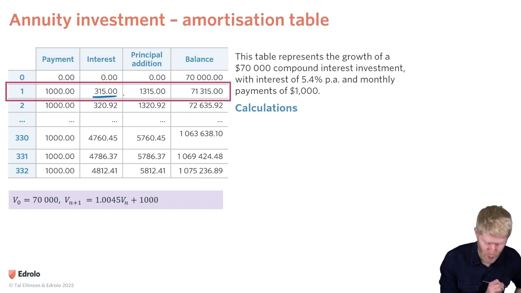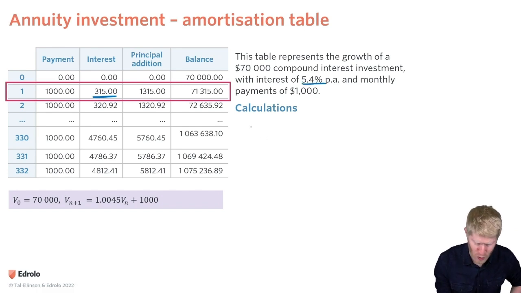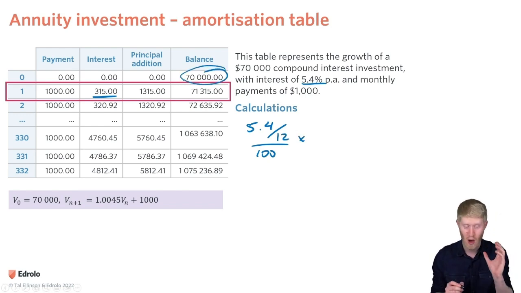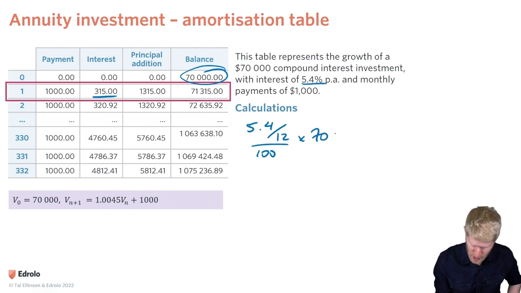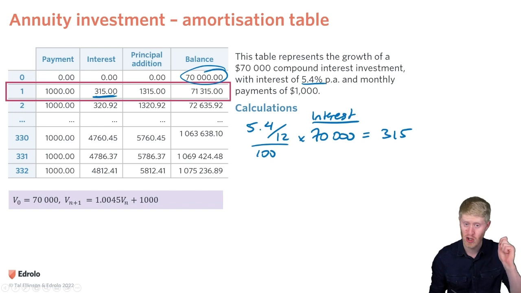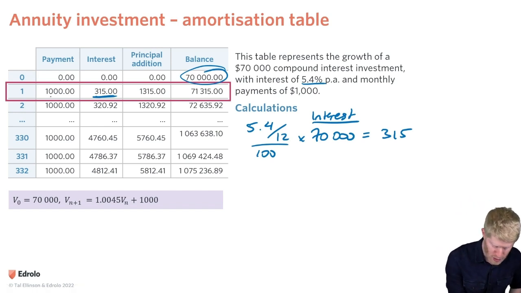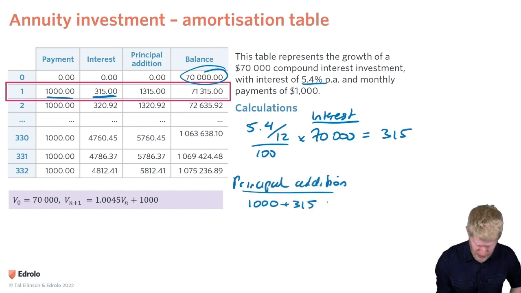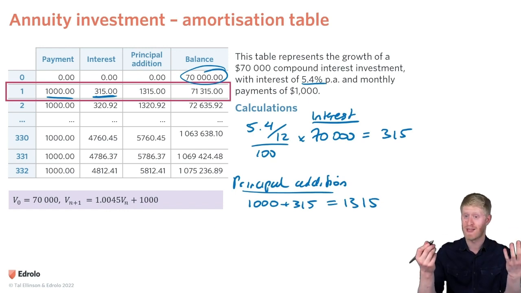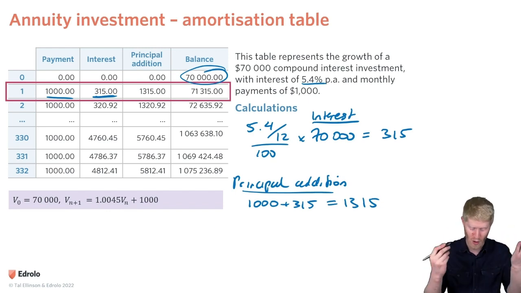If I wanted to work out what this interest value was, I would take my annual interest rate of 5.4%. We divide it by the number of compounds per year, which in this case is 12. We divide it by 100. And we times it by the previous balance, right? We're taking interest on the previous balance. That's what's growing. $70,000. If we get that, that is $315. And that is our interest. Cool. Now, I am also choosing to contribute every month another $1,000. So in this case, our principal addition is the sum of those two. It's a nice and easy calculation. And the change in the balance is going to be our balance plus the addition. When it was reduction, we minus it. When it's addition, we add it.